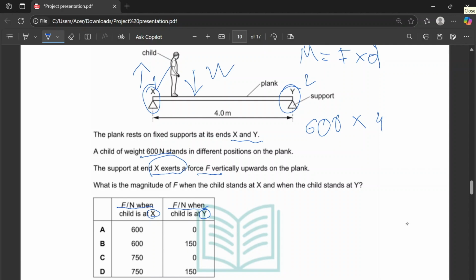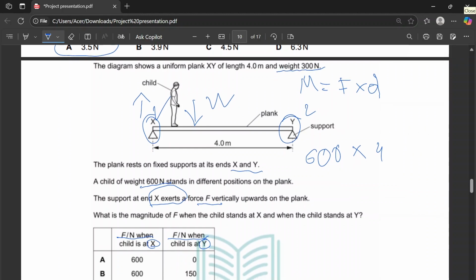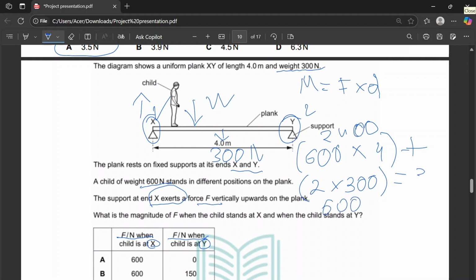And also there's something left, sorry, there's also the weight of the beam, the uniform plank, so we have to use this one. So we will add this, and from the center of gravity, center of mass, there will also be the 300 newton. So let's add this one, 2 times 300. As you can see, this will be 2400 and this will be 600. So the final answer will be 3000 newton meters.